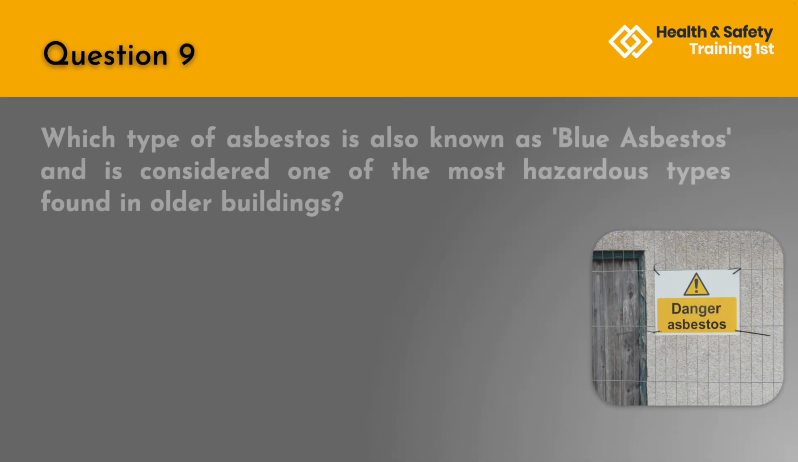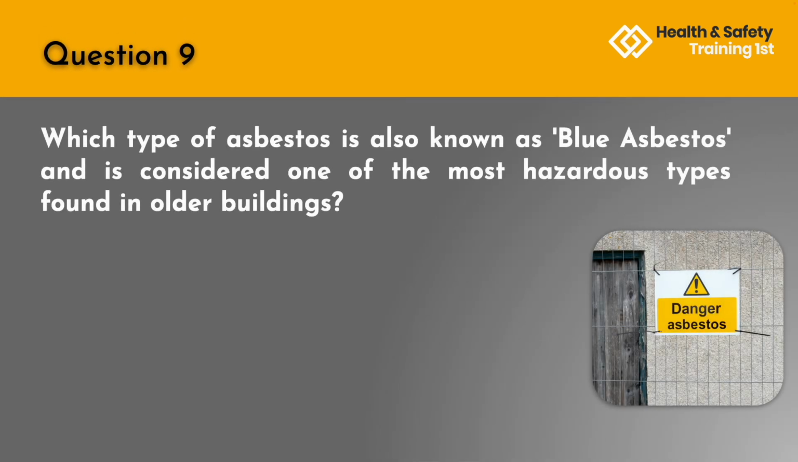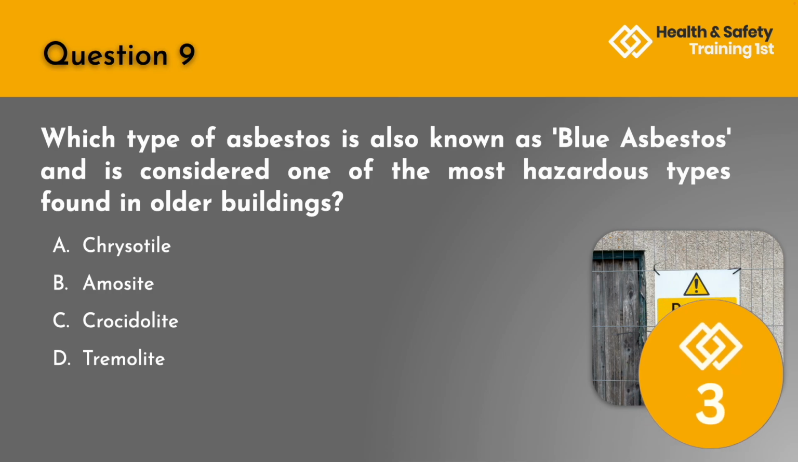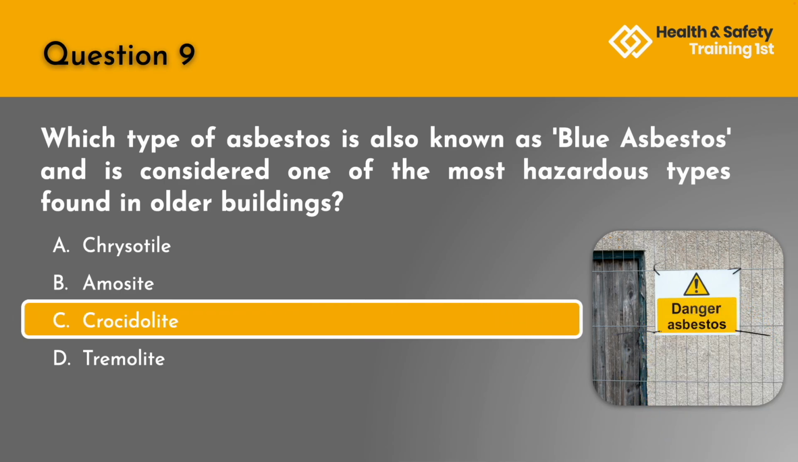Question 9. Which type of asbestos is also known as blue asbestos and is considered one of the most hazardous types found in older buildings? A. Chrysotile. B. Amosite. C. Crocidolite. Or D. Tremolite. The correct answer is C. Crocidolite.